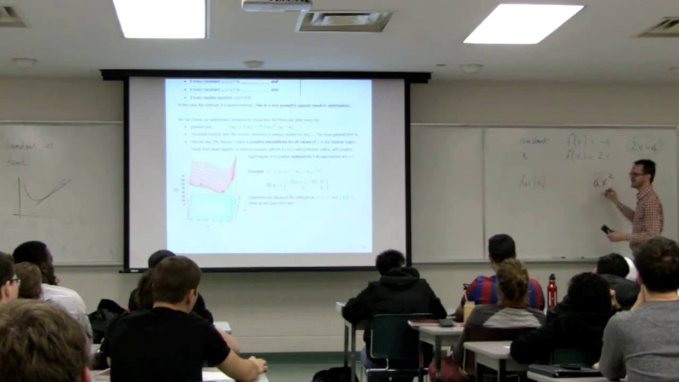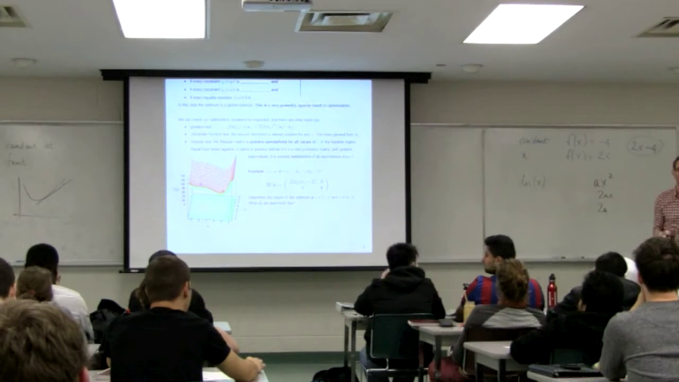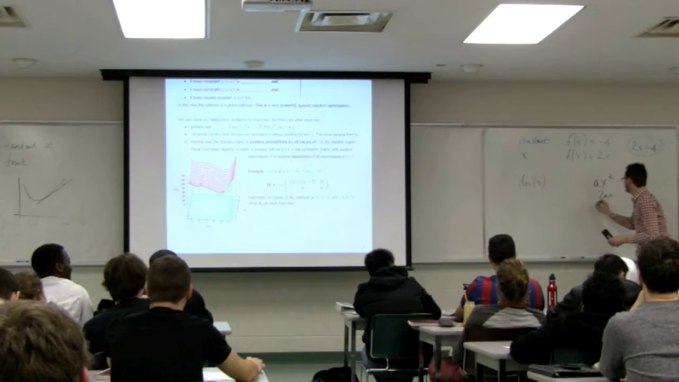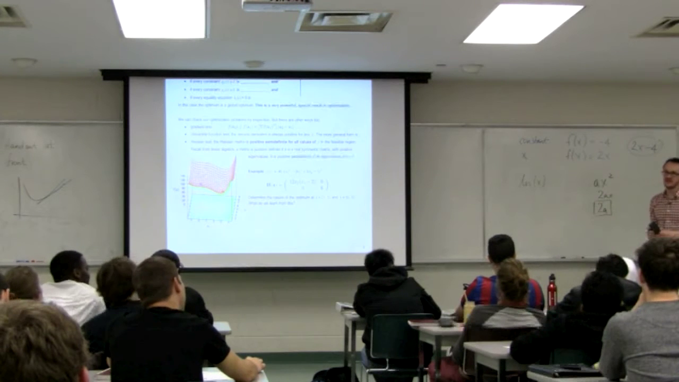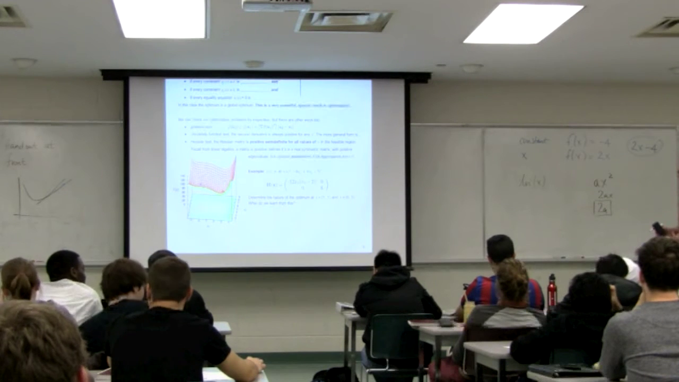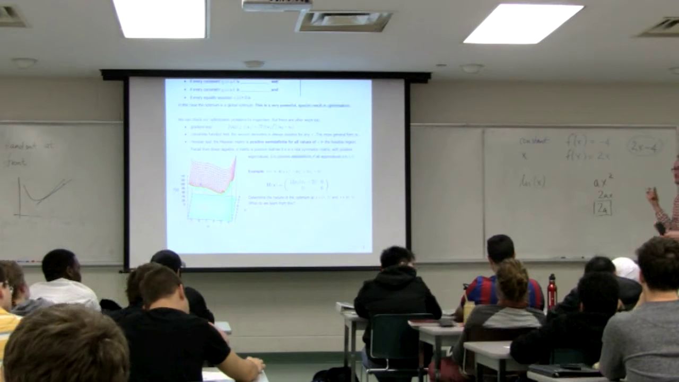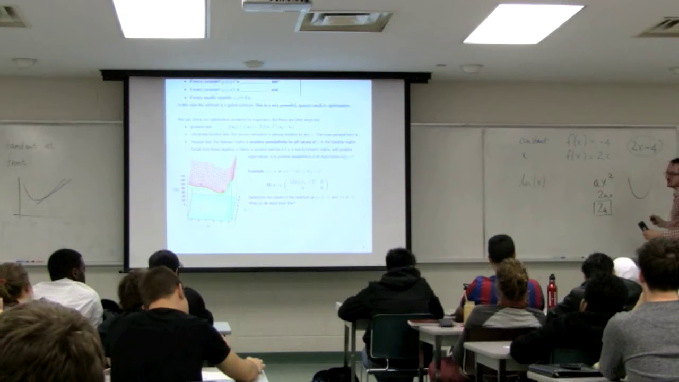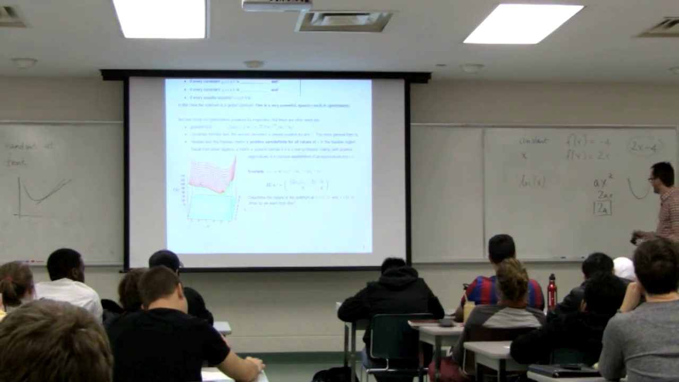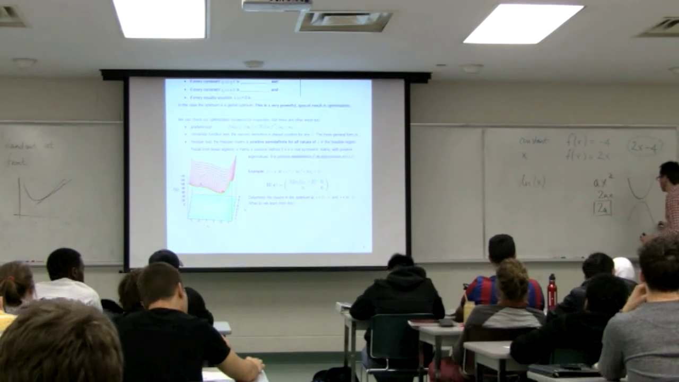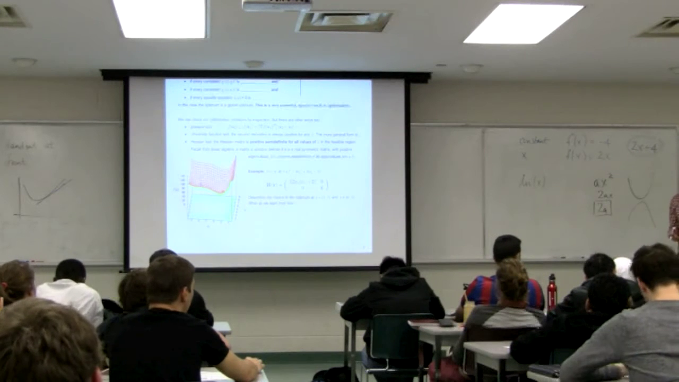2a. What's the first derivative? 2a. Second derivative? 4a. Okay, so the second derivative is 2a. That function is convex for every positive value of a. So a horns-up parabola is convex. If a is negative, that implies horns are down, it's concave.